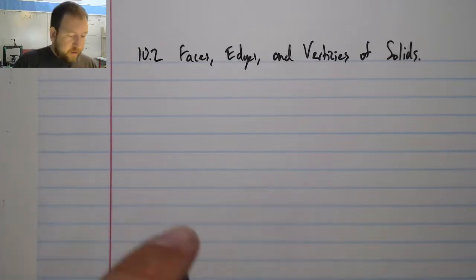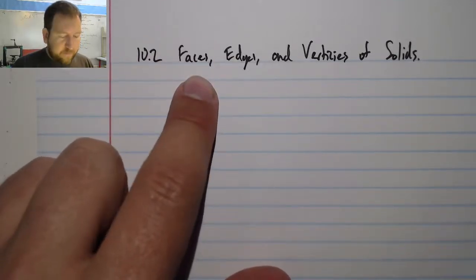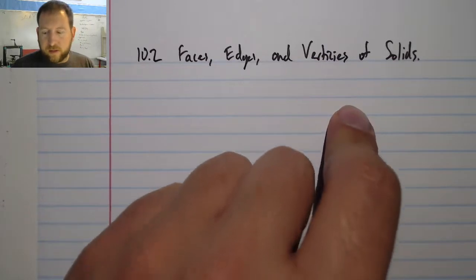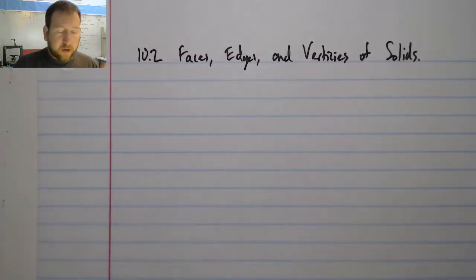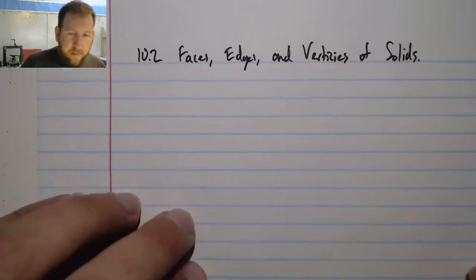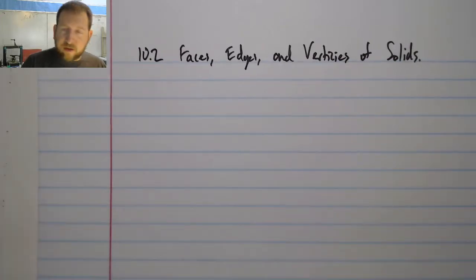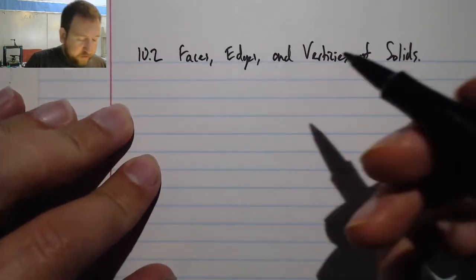All right, I want to go on to 10.2, and we're going to be talking about faces, edges, and vertices of solids. We talked about this in the last section, and maybe I wasn't supposed to yet, but we're going to be looking much deeper into how they work and how they interact in this section. So basically, every shape has faces, edges, and vertices, except for, of course, the sphere.